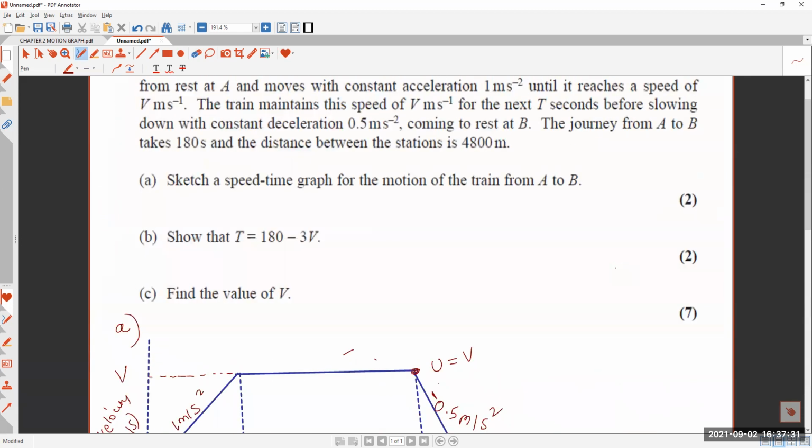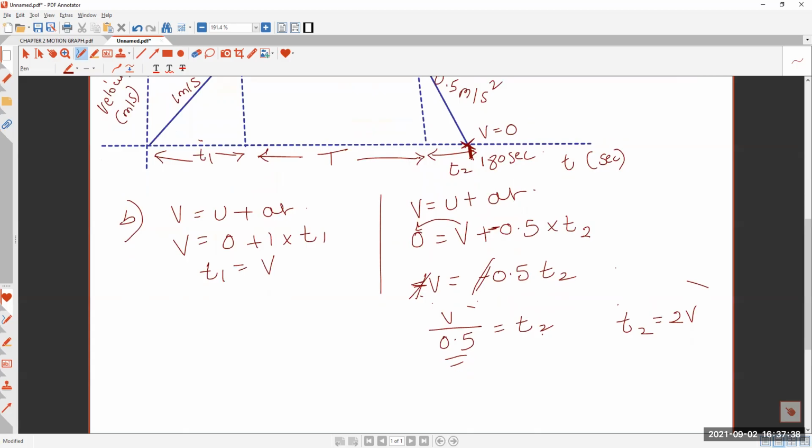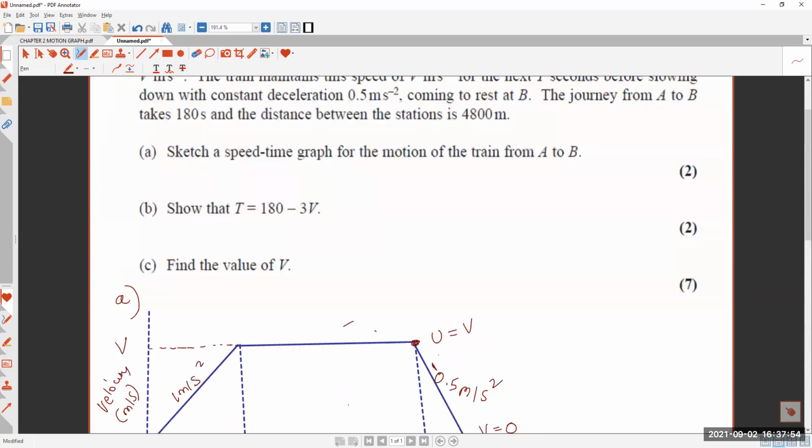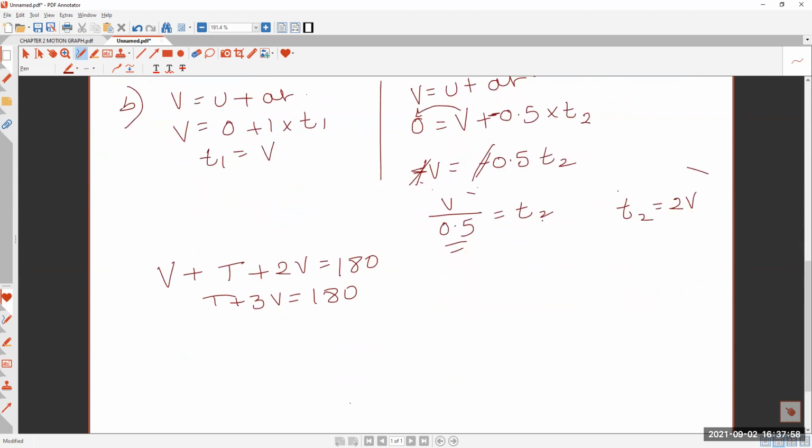আচ্ছা what did they tell us? Show that t is equal to 180 minus 3v. Very easy. Total time কত ছিল, total time প্লাস করলে কত ছিল 180. So therefore t1 is v plus t plus 2v is equal to 180. So t plus 3v is equal to 180. t plus 3v is equal to 180. t is equal to 180 minus 3v. ঠিক আছে?